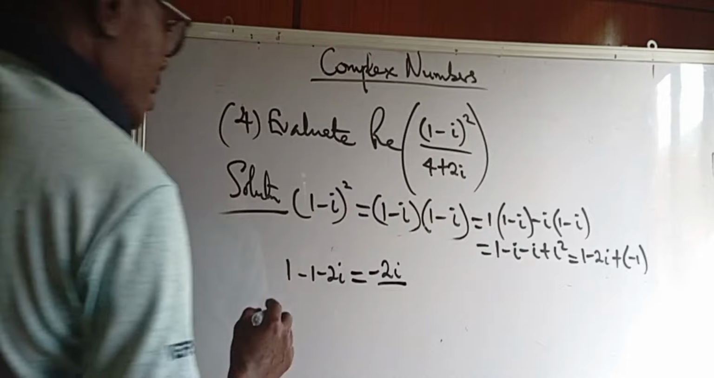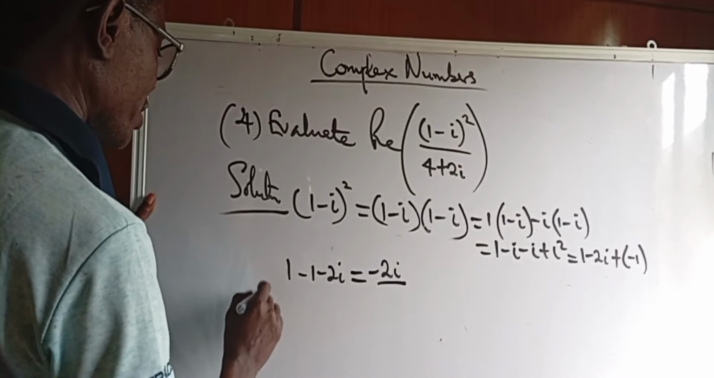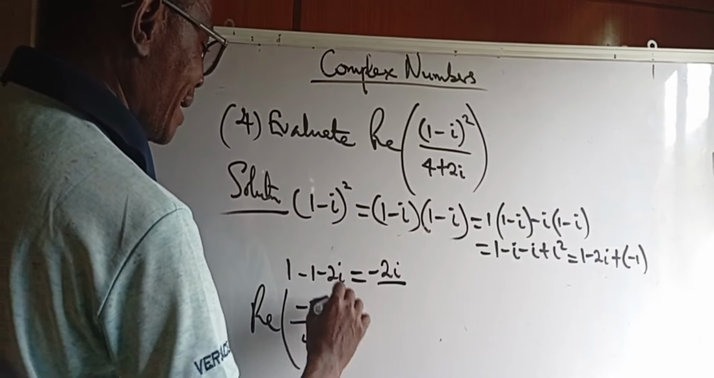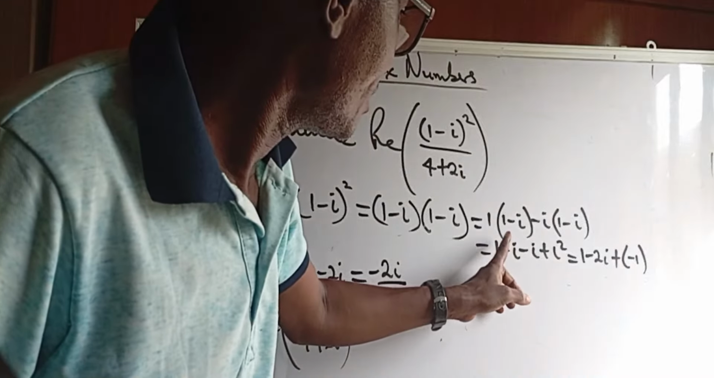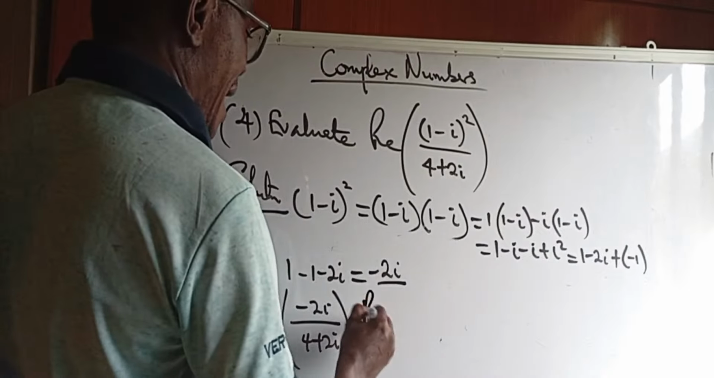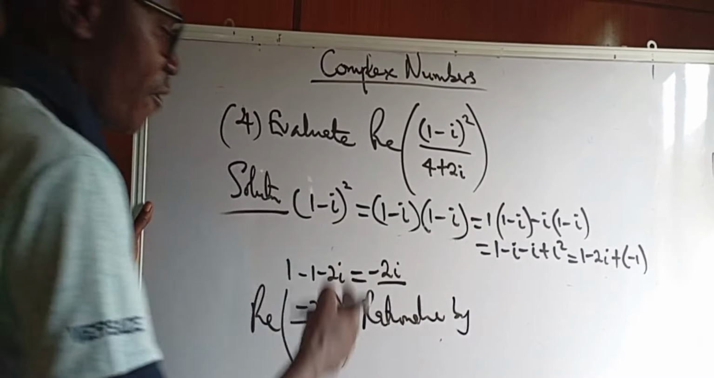Now that means our expression is now, we are looking for the real part of minus 2I all over 4 plus 2I. That is what we are now looking for. So this has changed to this now. Is there any problem here? No, there's no problem there. Now we rationalize by the conjugate. The conjugate of this denominator is 4 minus 2I.